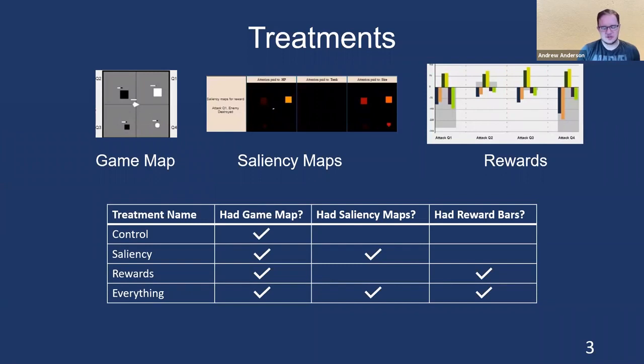So what about the treatments for our study? We had four treatments in an ablation style study where the control just had access to the game map. And the saliency treatment had access to both the game map and the saliency maps, which you can see in the middle. The rewards treatment had access to the game map and the reward bars, which you can see on the right. And for the everything treatment, we gave them the game map and both explanation types.